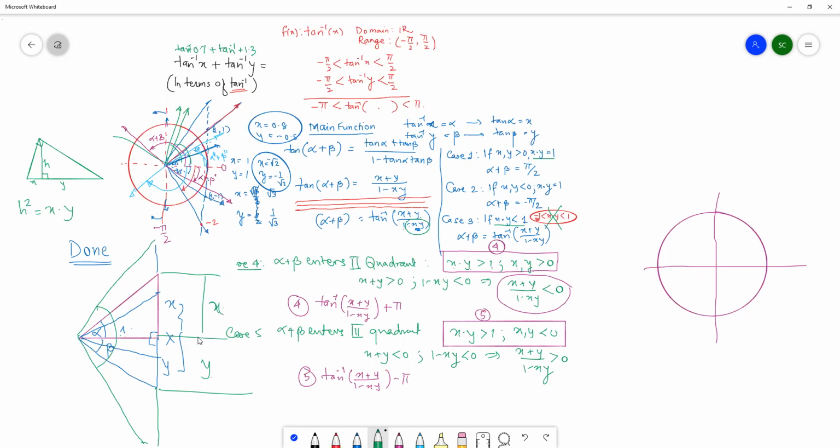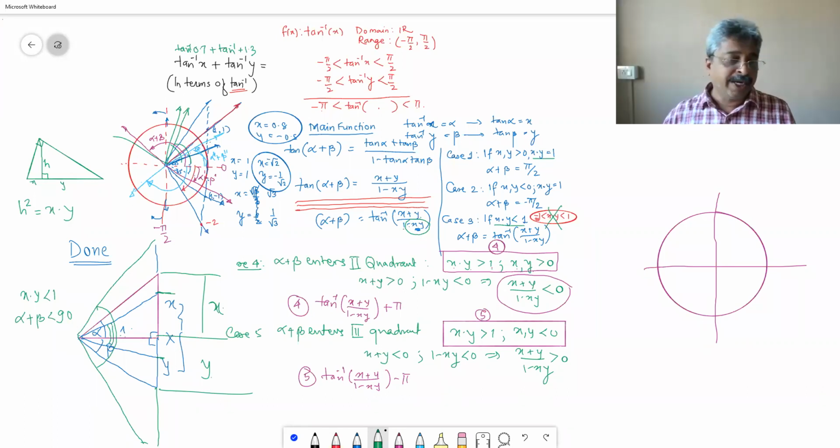If I reduce this x further and make it this much, y also I reduce and make it this much. Of course, the total angle alpha plus beta will be less than 90 degree, and at that time x into y also will be less than 1. So x into y less than 1, alpha plus beta less than 90. Now we are drawing it in diagram, therefore it is plus 90, but it is equally applicable to minus 90 also in unit circle. Okay, so we get three conditions.